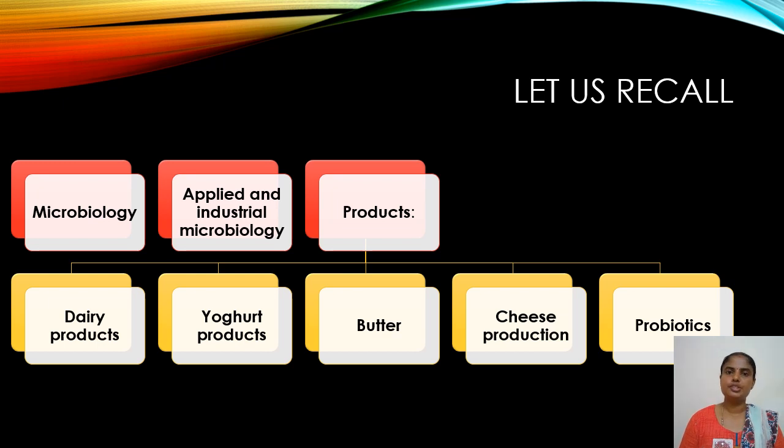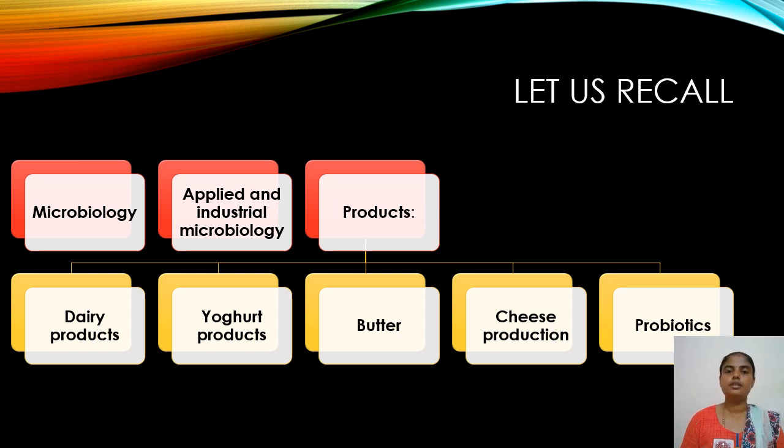Two main applications of industrial microbiology are, first, fermentation, how to produce various products using fermentation, and the second is controlling pollution and managing solid waste using microbes.